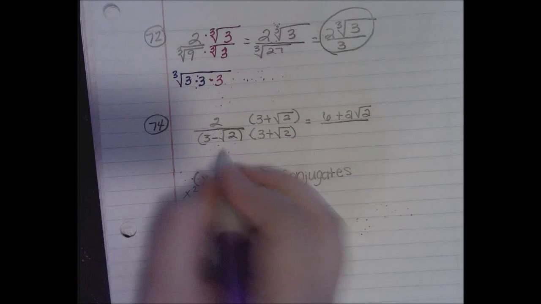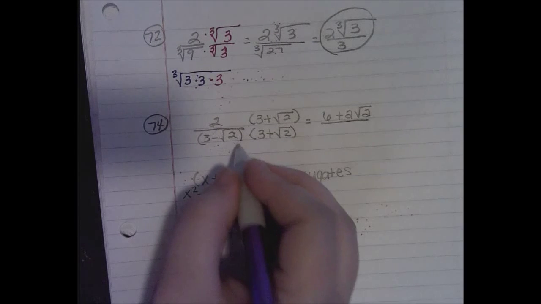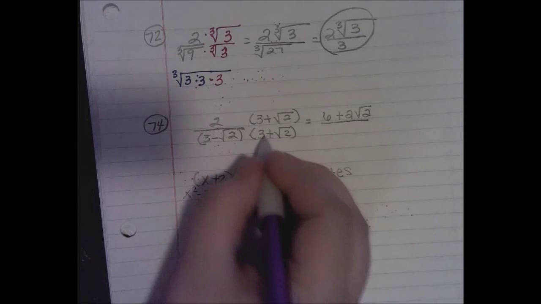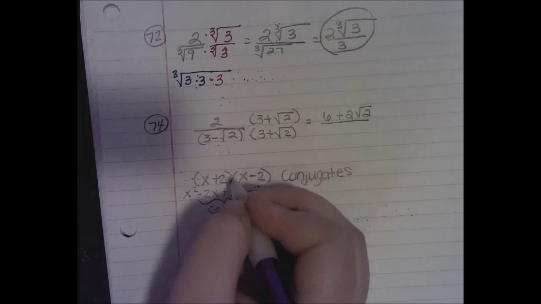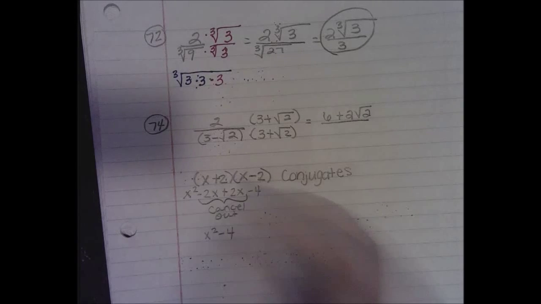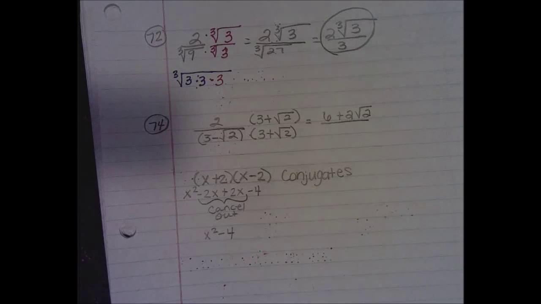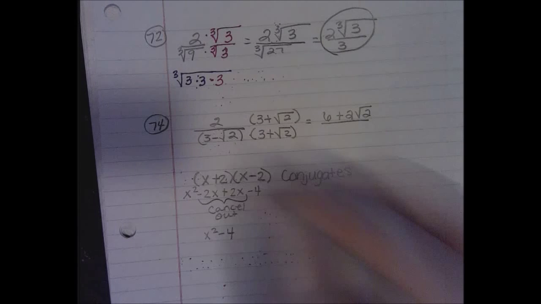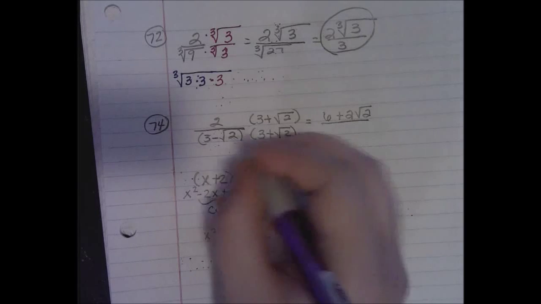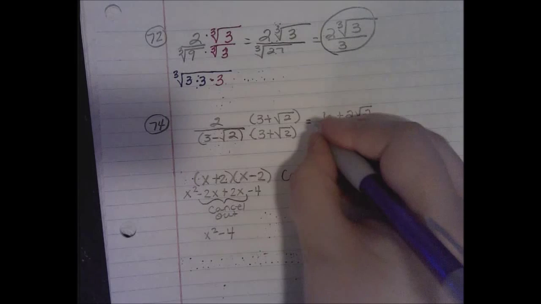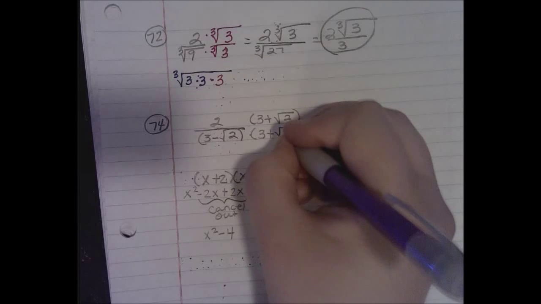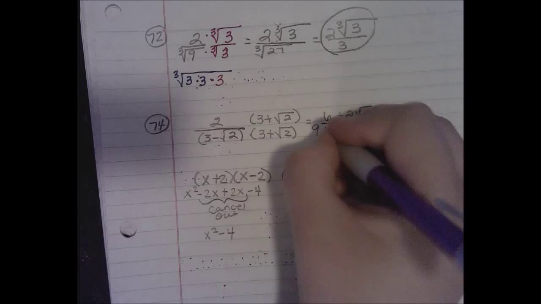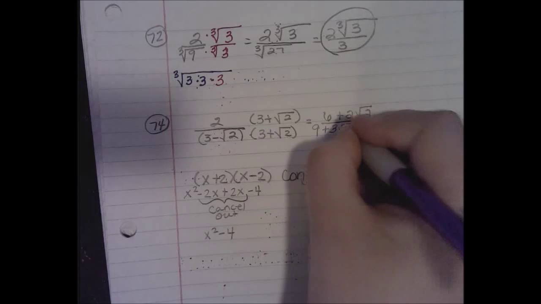And then you are going to distribute this denominator. You do that by multiplying 3 times each term in this set of parentheses and negative square root of 2 times each term in this set of parentheses. I am going to slow down my speaking while describing this to ensure that there is no confusion and you can keep up. So 3 times 3 gives me 9. 3 times the square root of 2 is 3 square roots of 2.